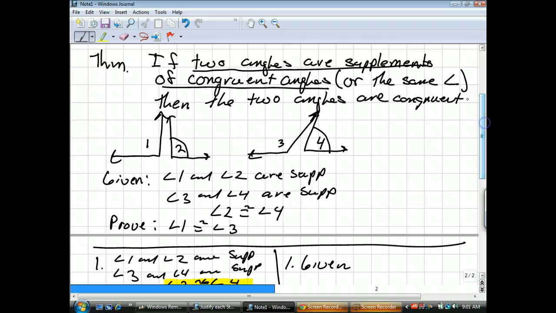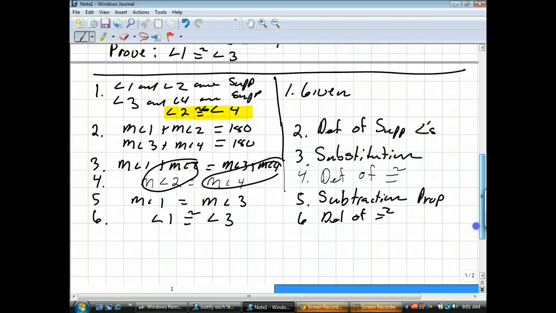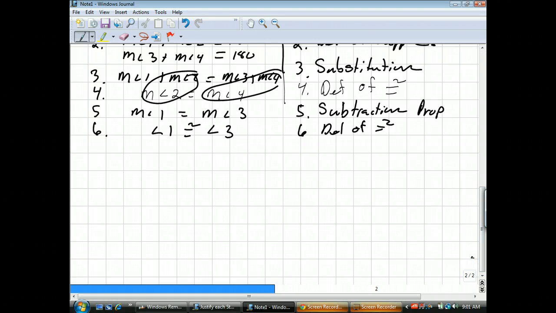Now the theorem also says, or the same angle. So that situation would be something like this. So we have this angle and this angle, and then we have this angle. So this is, say, angle 5, 6, and 7. So 5 and 6 are supplements to each other. 6 and 7 are supplements to each other. And so in place of 2 and 4, we would just put angle 6, and it would be the same proof.